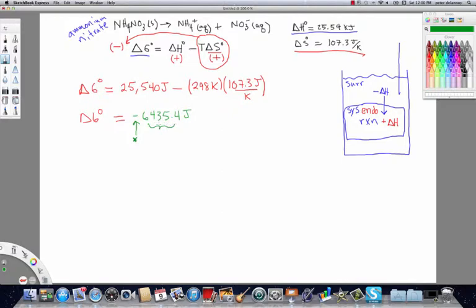Now when we look at the number, notice that it's not all that big, so it's actually fairly small in magnitude. So while this is definitely a spontaneous reaction, it has a small magnitude delta G naught, which means that it's actually barely spontaneous, by comparison to other systems, some of which I've talked about in previous videos.